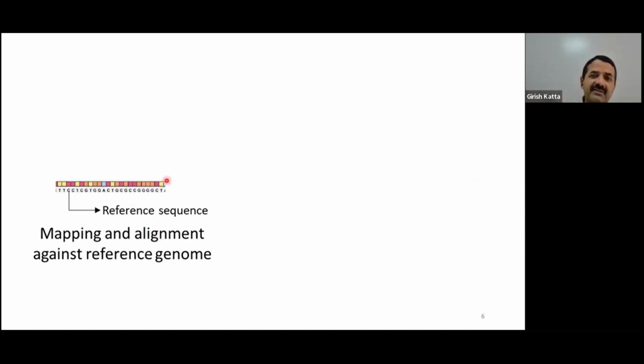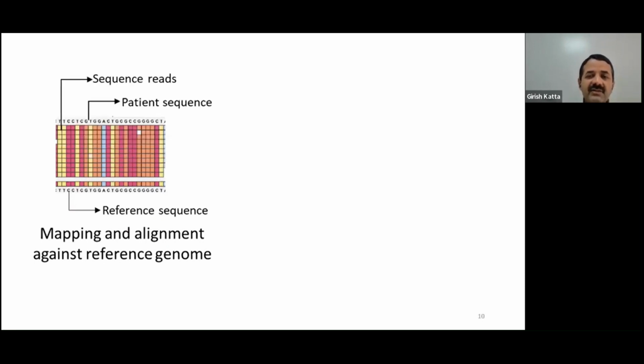After this target region is sequenced, you align the reads against the reference sequence. You can see here, this is the reference sequence, and you take the next read and see where it aligns well. Second read, third read, fourth read. Finally, you get a very nice coverage of the target, the patient's exome or patient's genome, and then you can read what is the patient sequence.